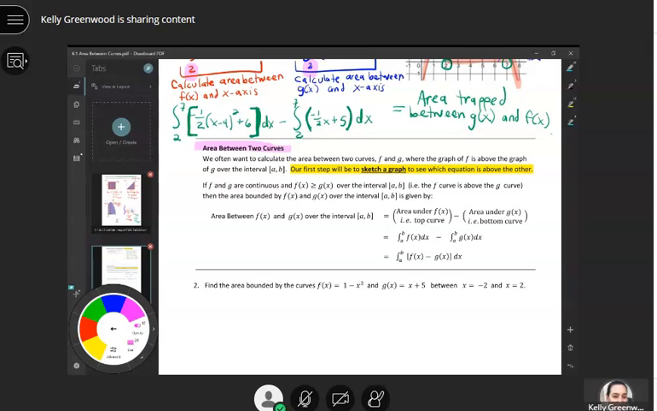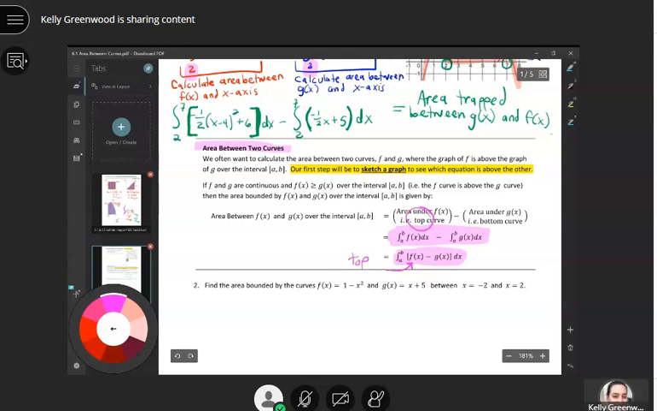And then you just set up your integrals, and you can write them as two separate integrals. Since we have technology, that's what I usually do. Or you could write them as one big integral if you wanted to. Just remember, order is really important when you subtract. So make sure, however you do it, you're putting the top curve first and the bottom curve second. If not, it'll flip-flop the sign of your area.